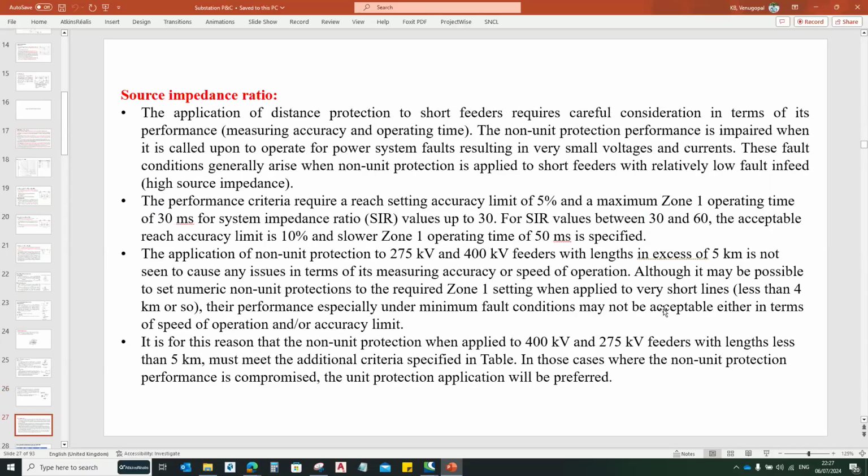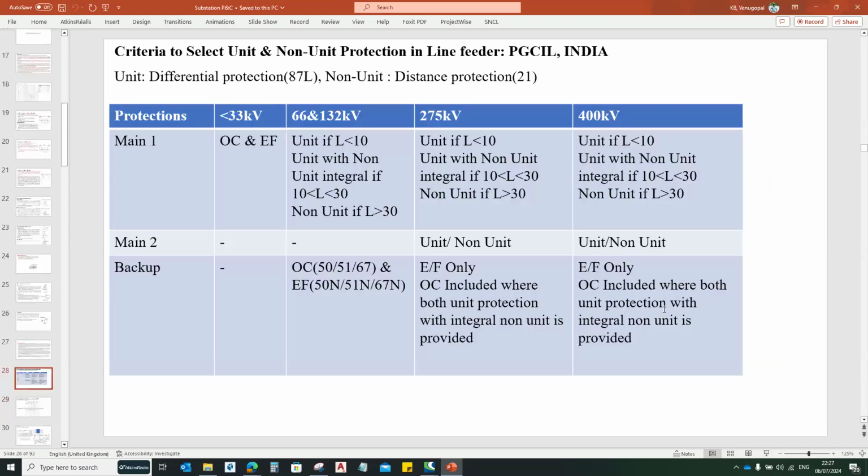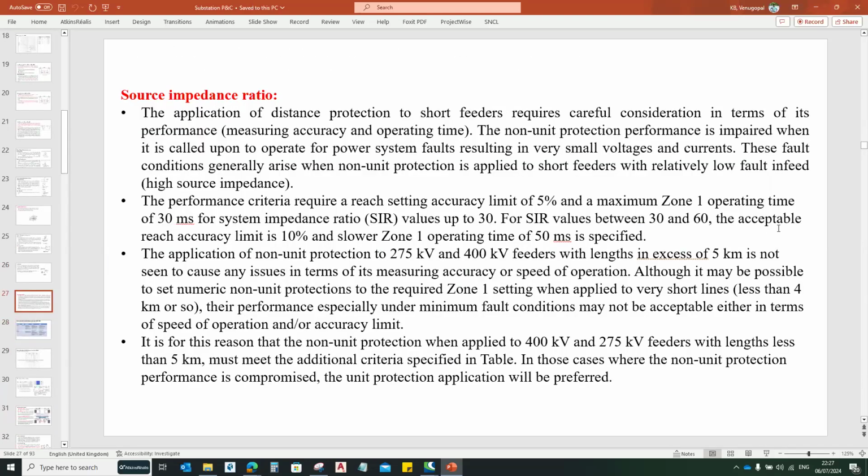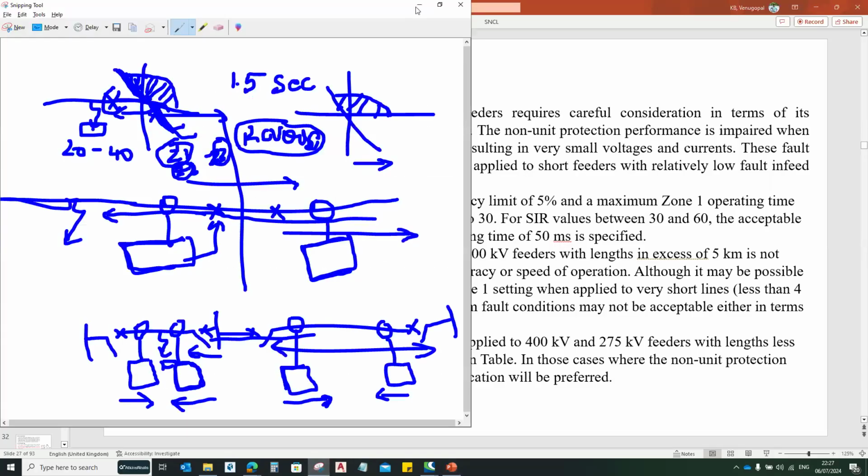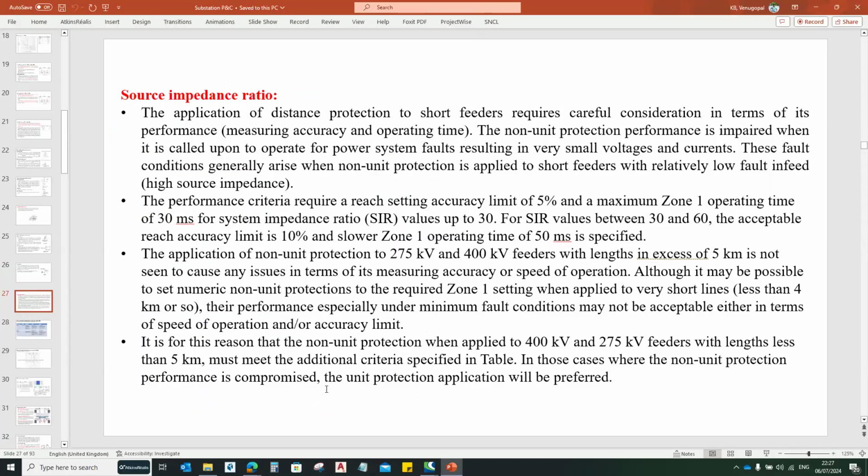The next one is the source impedance ratio. The source impedance ratio, I will take this and explain it so that you will understand more.